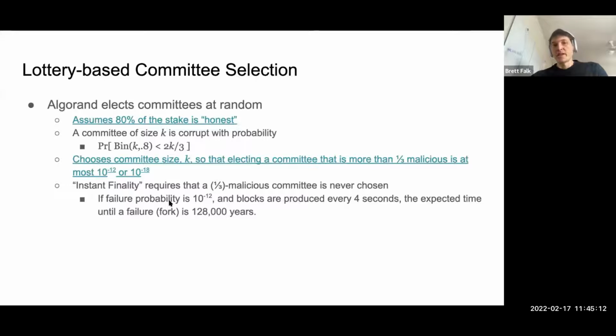And with this failure probability, if they produce a new block every 4 seconds, so like a new committee, say, every 4 seconds, there's an expected time of 128,000 years before you elect a committee that's 1/3 dishonest, because these concentration bounds are really very strong. Right, the binomial is very highly concentrated.